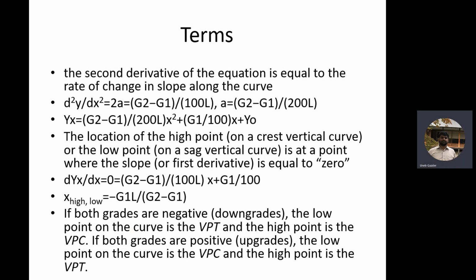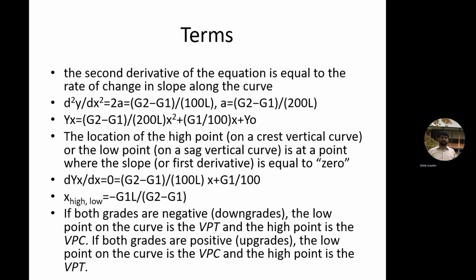Okay, x is multiplied. And same thing here, G1 upon 100, and then x is multiplied. And plus y0. What is y0? VPC, the one which is given.